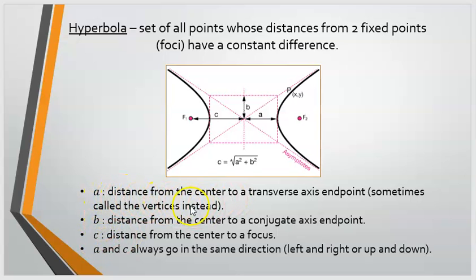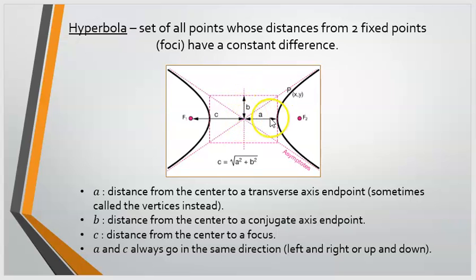A is sometimes called the vertices, but in this case, it's going to be more frequently called the transverse axis endpoints. What we're going to focus on is that we're going to kind of lightly sketch a box, which helps dictate the shape of the hyperbola itself. So basically, A will be the distance from the center to the edge of the box where it just touches the hyperbola shape. B is going to be the perpendicular distance.